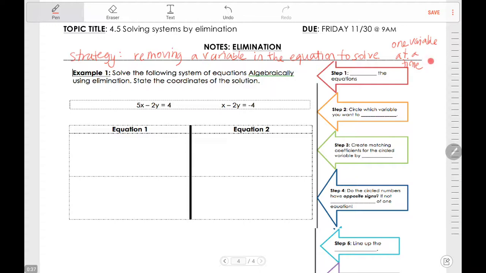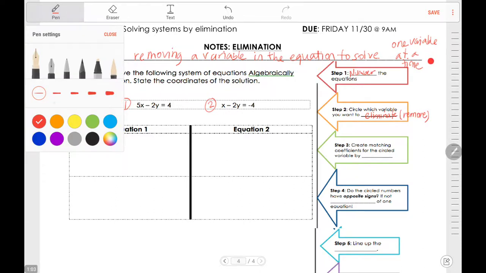So, step 1, number the equations. We should be good at this by now. So we have equation 1 and equation 2. We're using these equations. Step 2, circle which variable you want to eliminate or remove. Now, what does that mean?